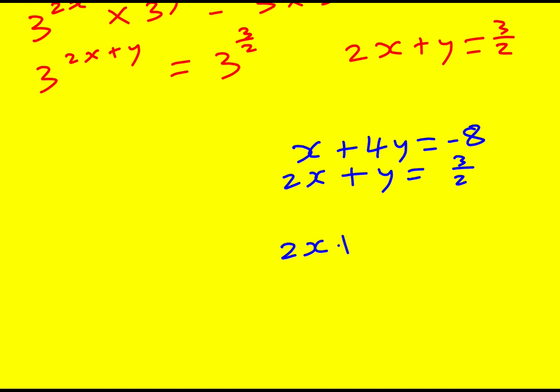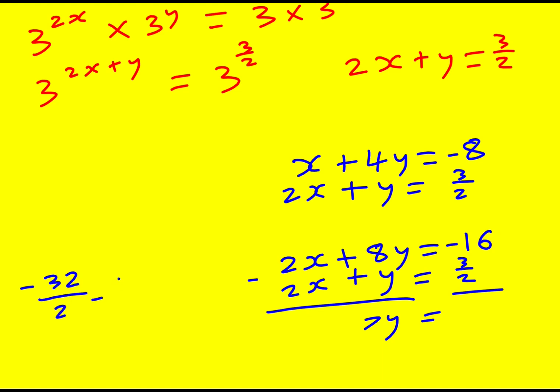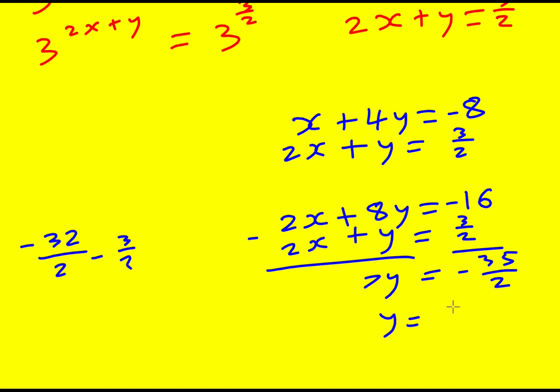So 2x, I mean, there's different ways you can do this. 2x plus 8y is equal to minus 16. Okay, I've made the coefficients of x the same. So minusing it, I'm going to get 7y equals minus 16 minus 1.5, which is going to be minus 17 over 2. Maybe I should write it as minus 32 over 2 minus 3 over 2, which is going to be minus 35 over 2. And that's quite good because we can then divide by 7. We're going to get y is minus 5 over 2.